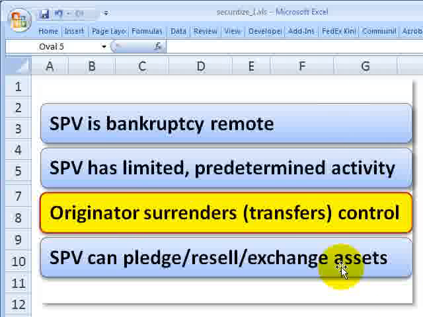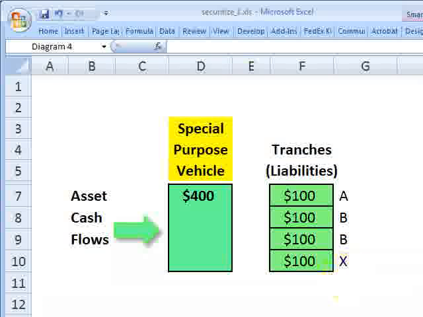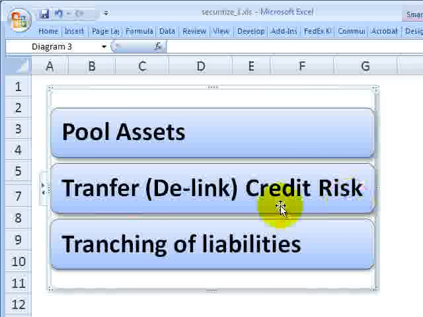So we've looked at the 4 criteria that constitute the true sale under FAS 140, and that true sale speaks to the second key ingredient, which is the transfer of credit risk from the originator to the special purpose entity. The third key ingredient is the tranching of the liabilities, and I've got a diagram for that. But we'll note here there are three key ingredients, and I like to think of them as the assets on the left, the liabilities on the right, that's a balance sheet perspective, and the transfer in the middle.